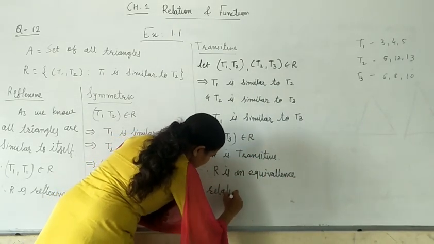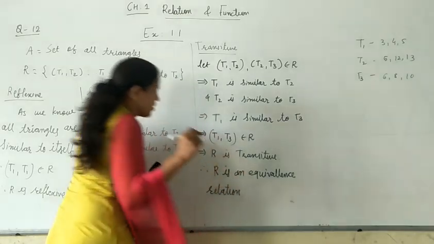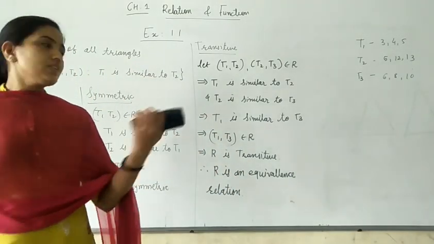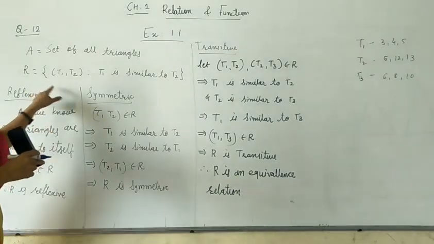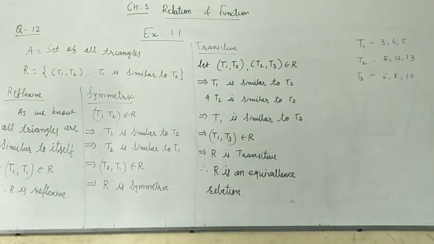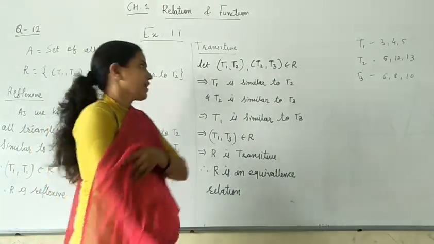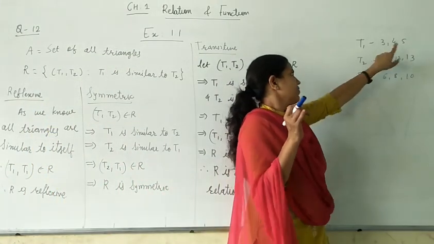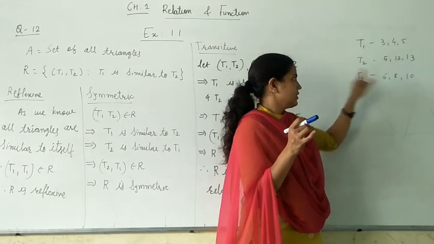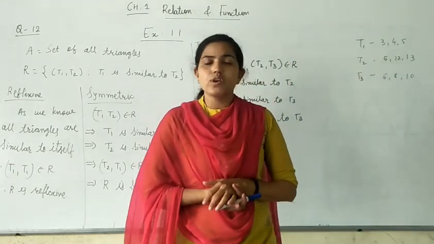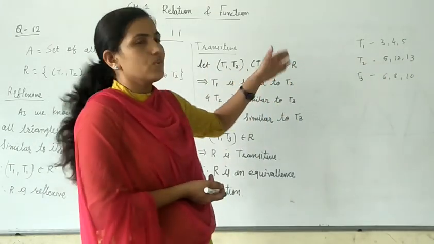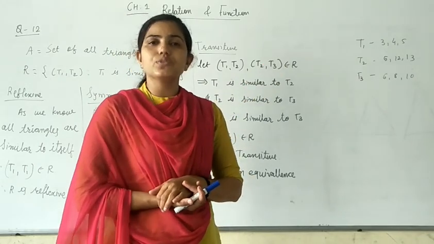R is an equivalence relation. Now as this first part is done, our other question is, we are given three triangles with the sides 3, 4, 5; 5, 12, 13; and 6, 8, 10. Then the question is, among these three, which two are similar to each other?